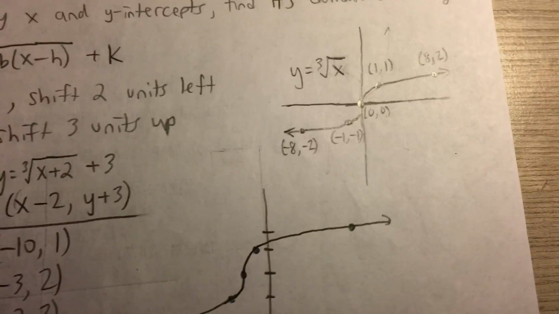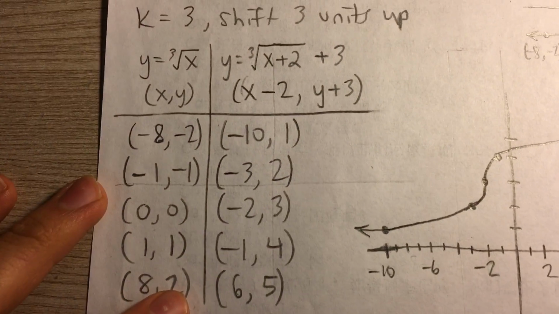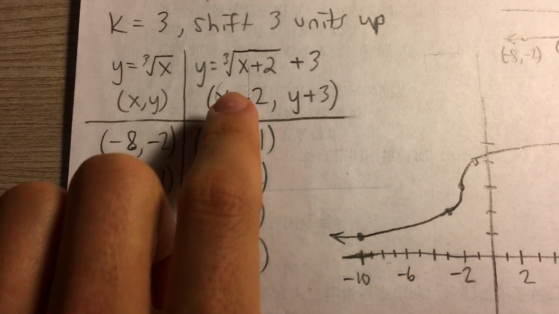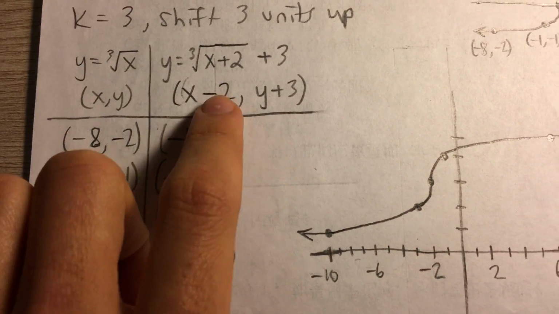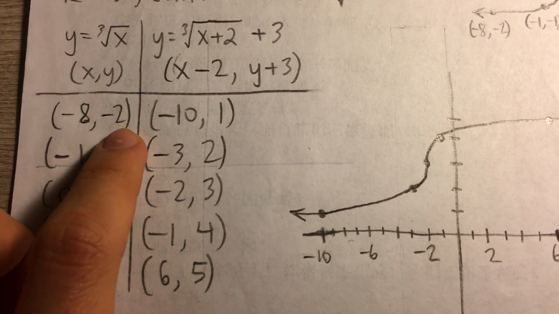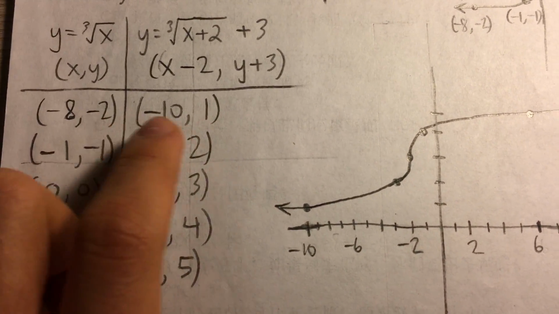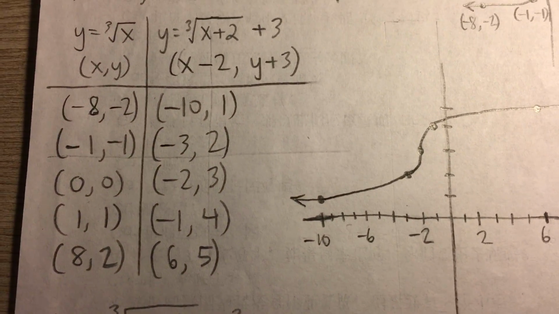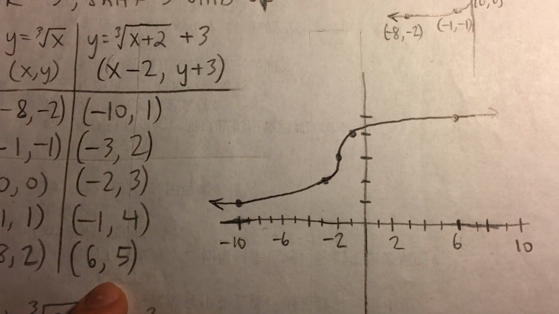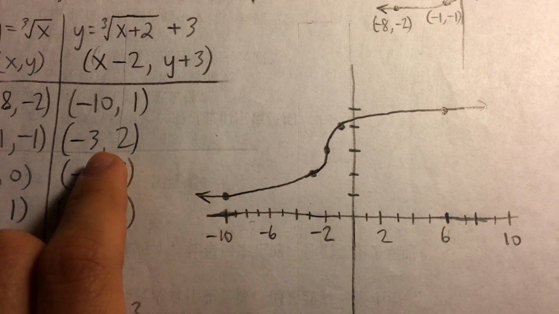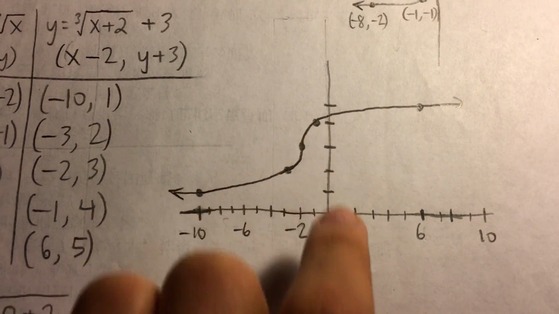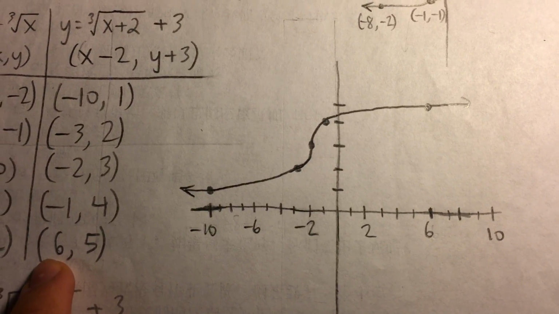So here are those points that I mentioned earlier. All I'm going to do is plug in the x and y coordinates for x and y here. So negative 8 becomes negative 10, negative 1 becomes negative 3, negative 2 becomes negative 1, 6. Same thing here, I'm going to add 3, so you can see how these points change. And then I'm just going to plot these points. So here's negative 10, 1, negative 3, 2, negative 2, 3, negative 1, 4, and 6, 5.